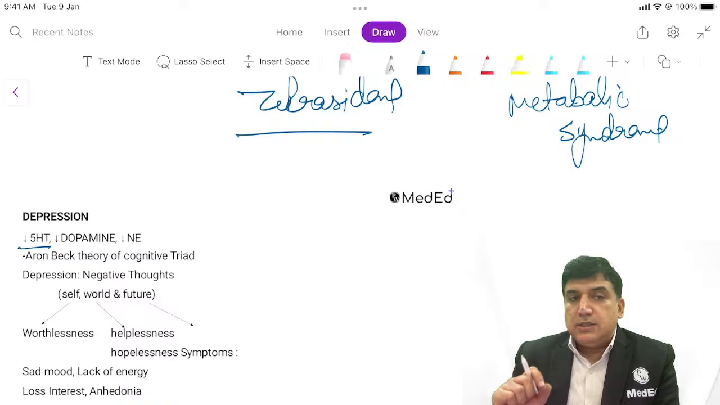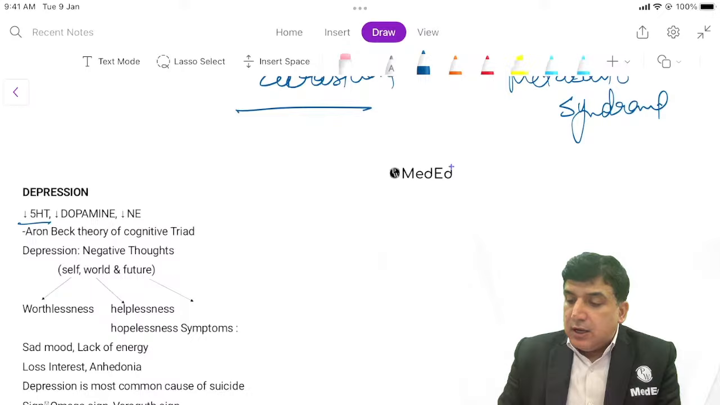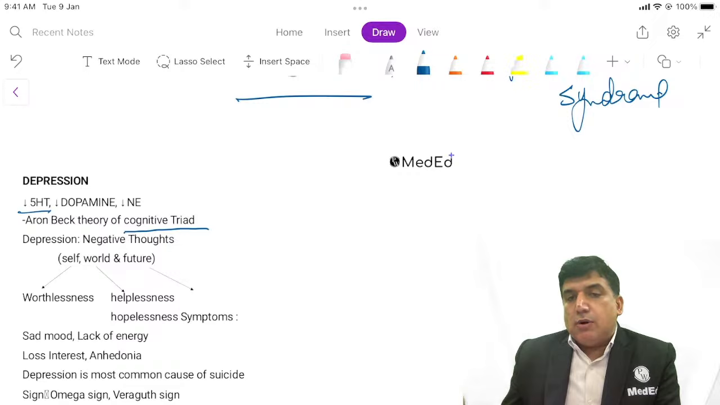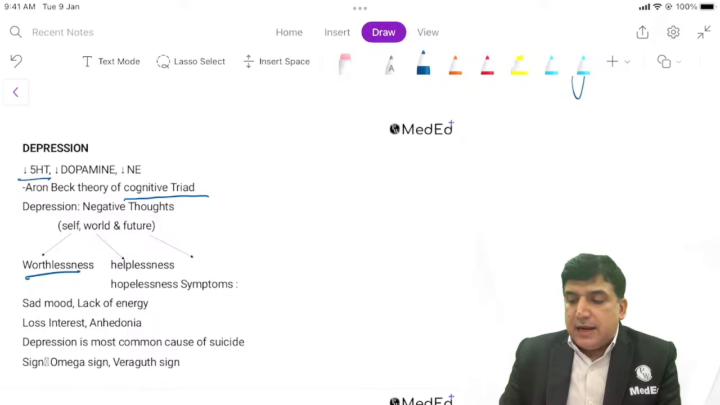Okay. Aaron Beck has given the cognitive model. The famous name is the cognitive triad of Aaron Beck. He told that the people having this cognitive triad are more vulnerable to go into depression. These three are negative perception about self, negative perception about the world, and negative perception about the future. Self, we say ideas of worthlessness. The negative perception about the world, we say helplessness, and about the future, it's hopelessness.